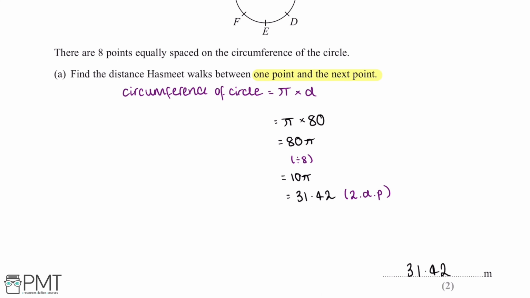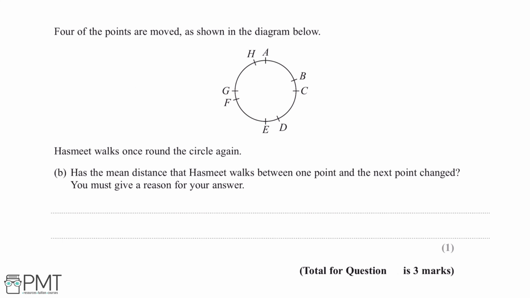Now this question's worth 2 marks. We'll get our first mark for working out the circumference of the full circle, and the second mark for the correct answer. 4 of the points are moved as shown in the diagram below.